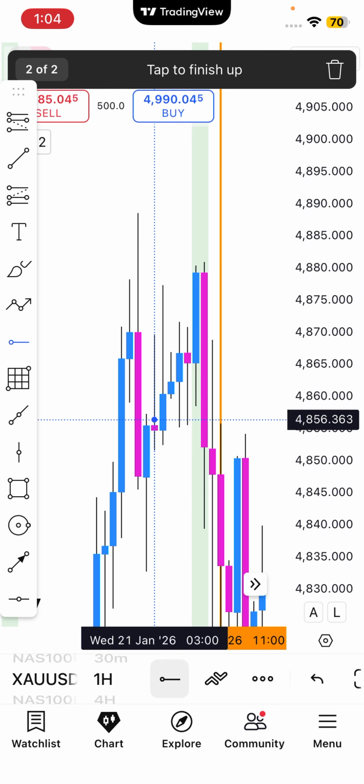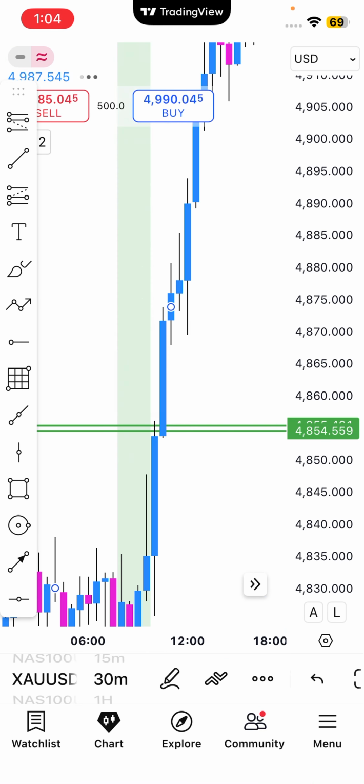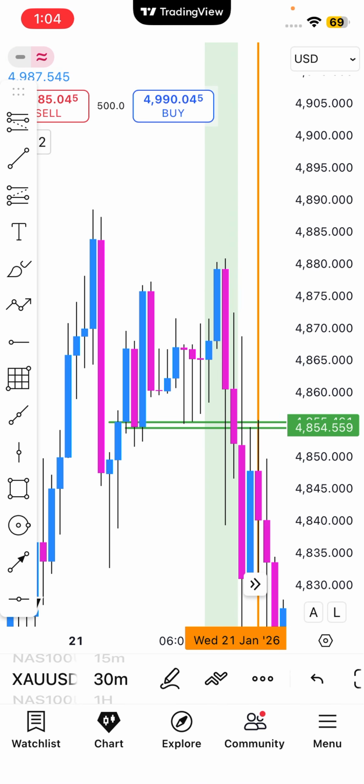What do I notice on Wednesday? Price is bullish. I'm looking to buy. What do I notice? I noticed that the price had a rally-based rally here, but price never reached it.